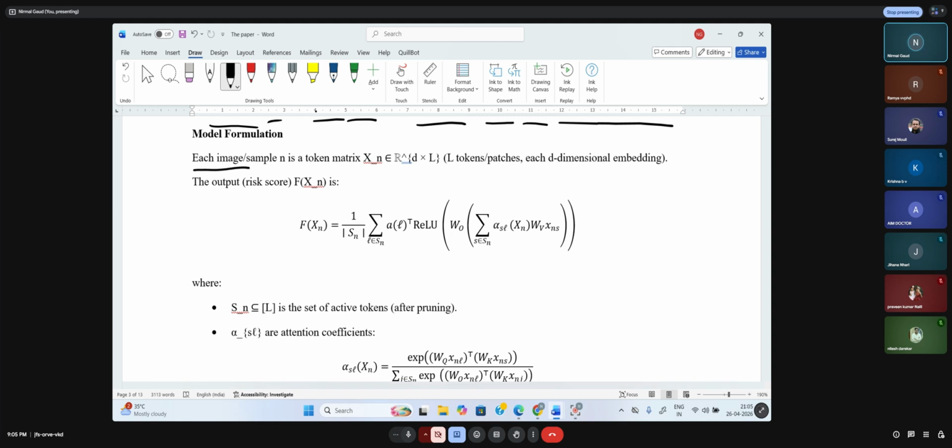Each image is divided into tokens. Okay, yes sir, we know.